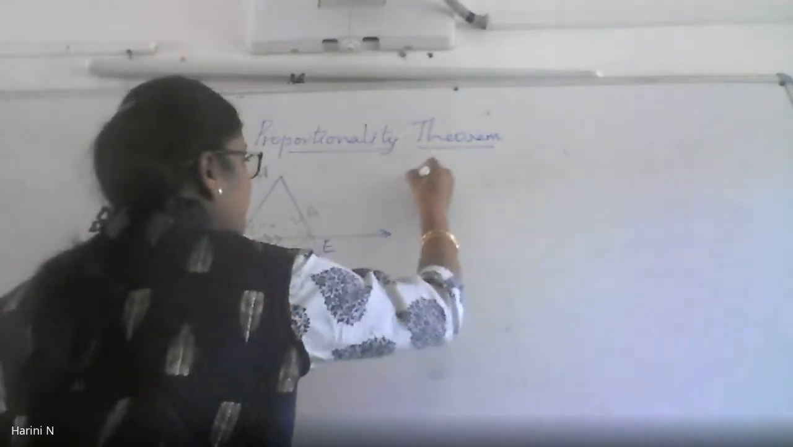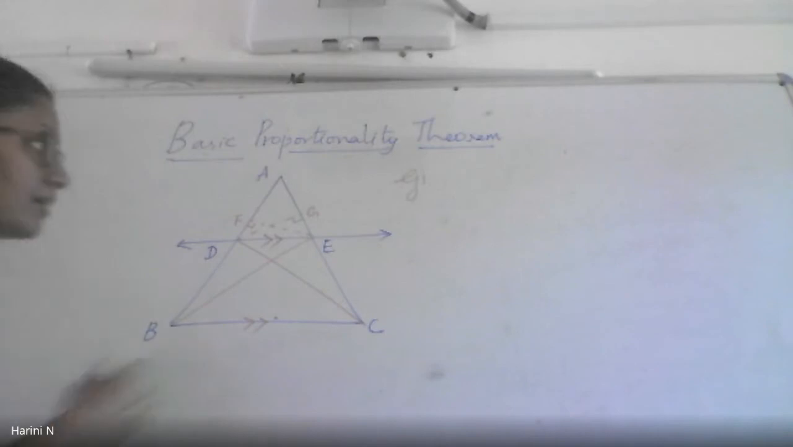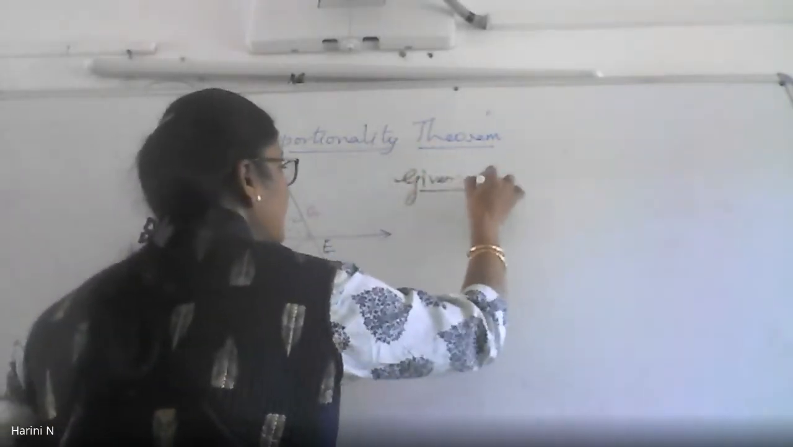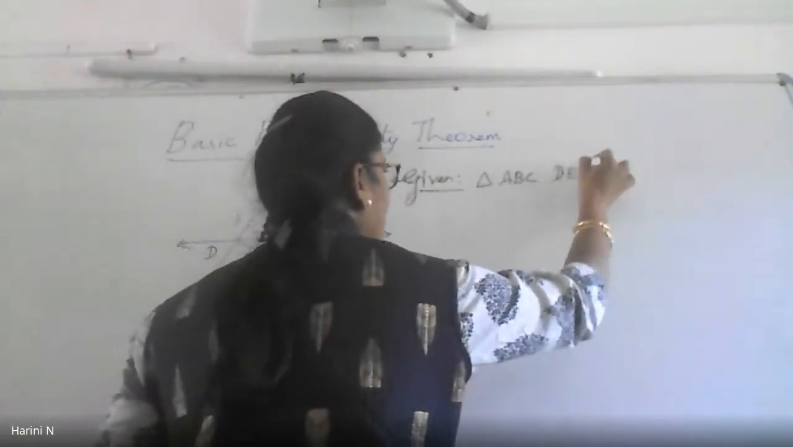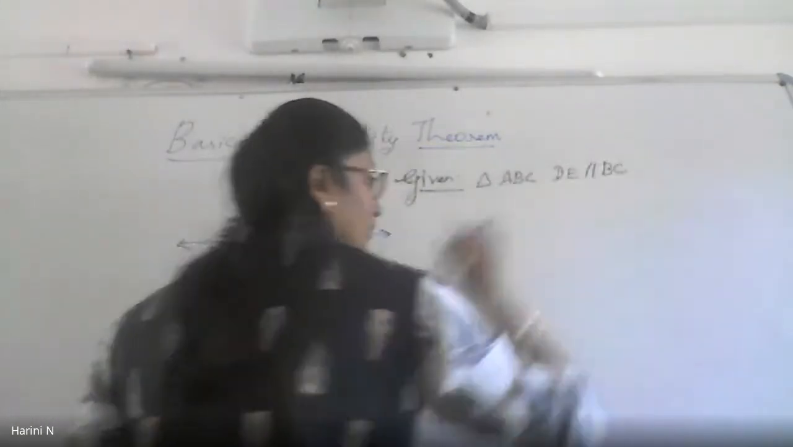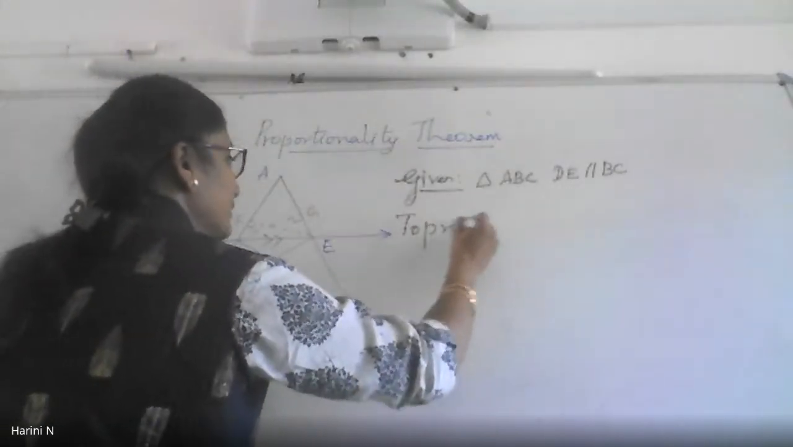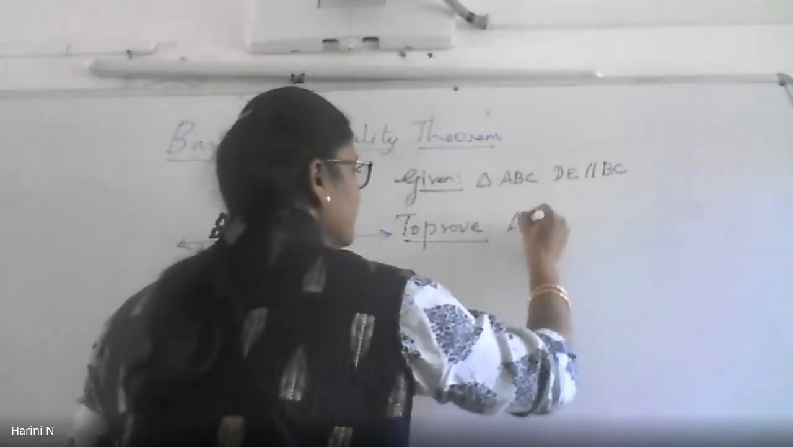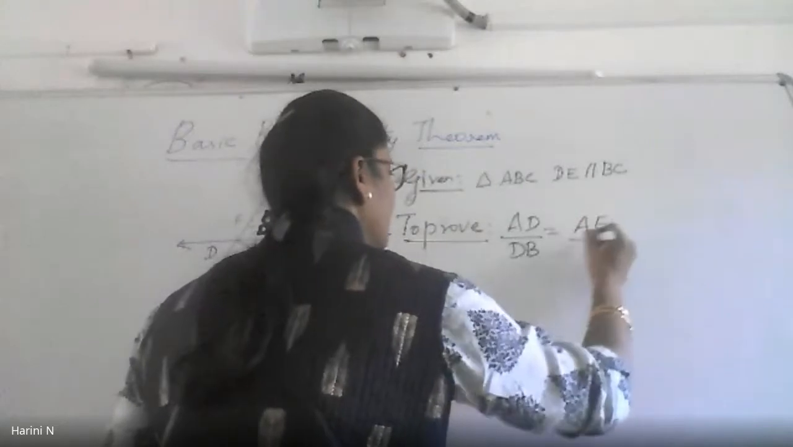So given, is it visible? Shall I write in black? What is given to me is in triangle ABC, DE is parallel to BC. Alright, I have to prove AD by DB is equal to AE by EC.